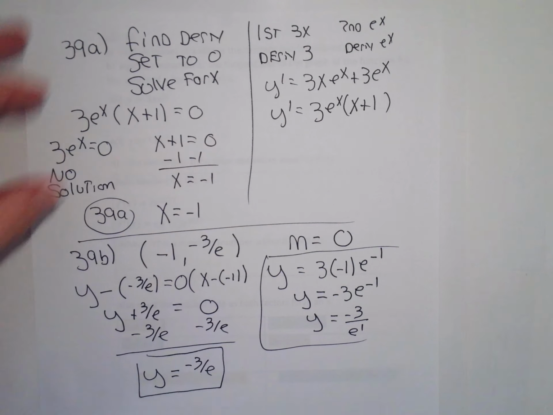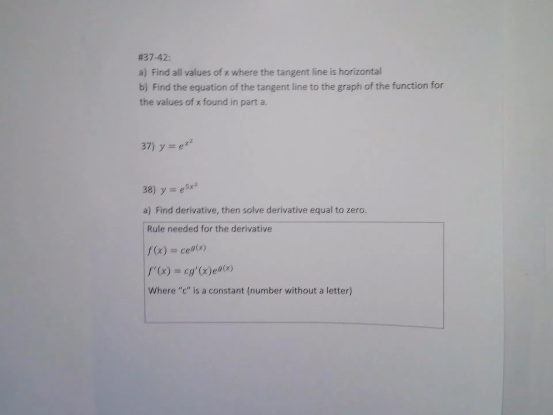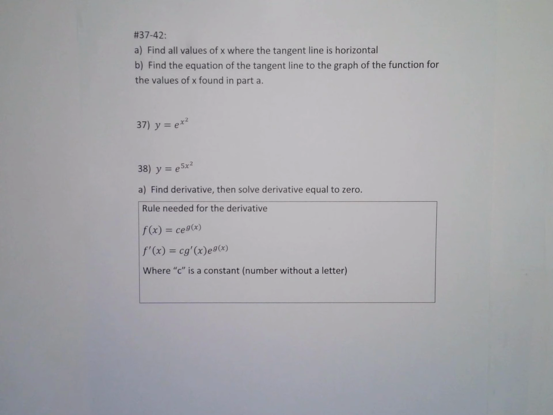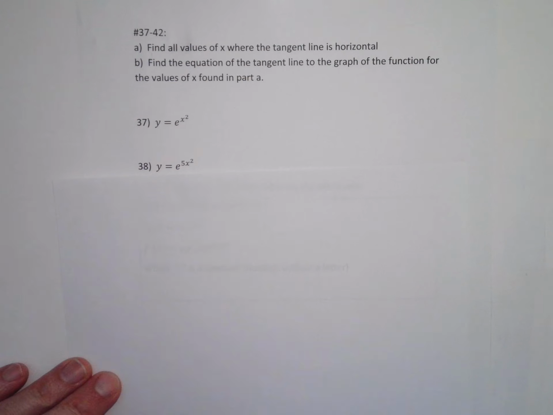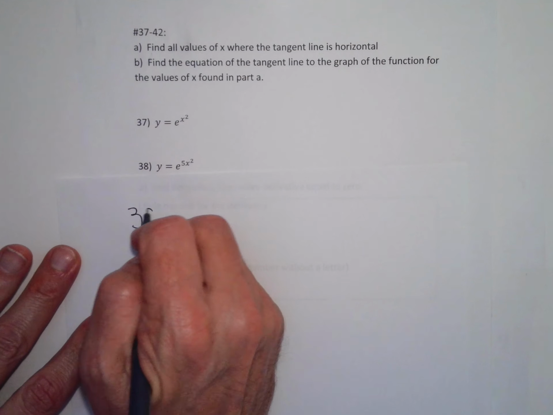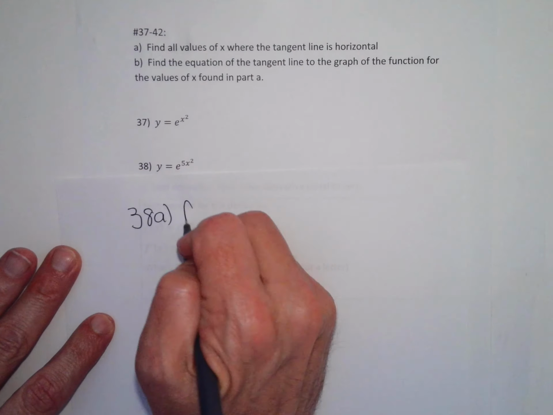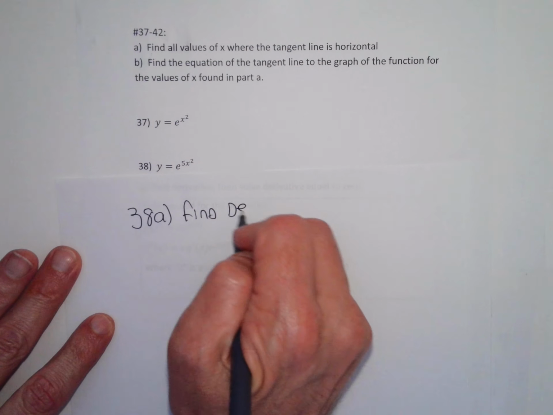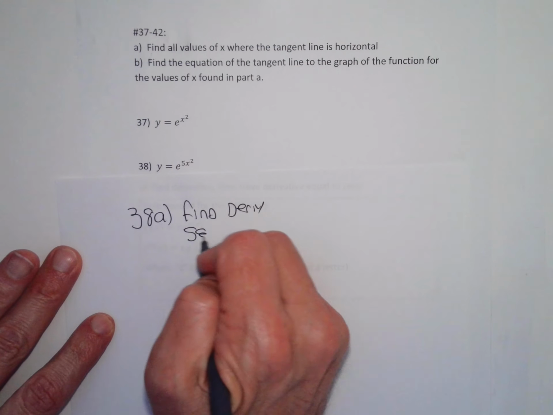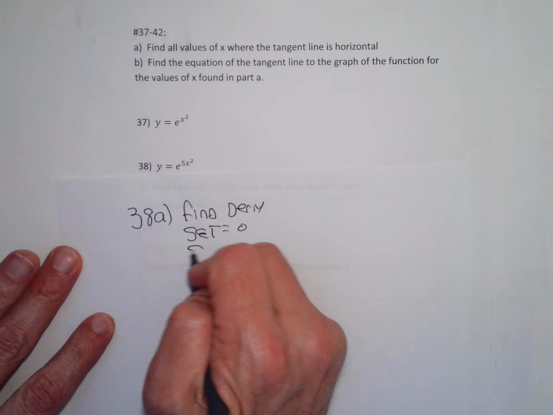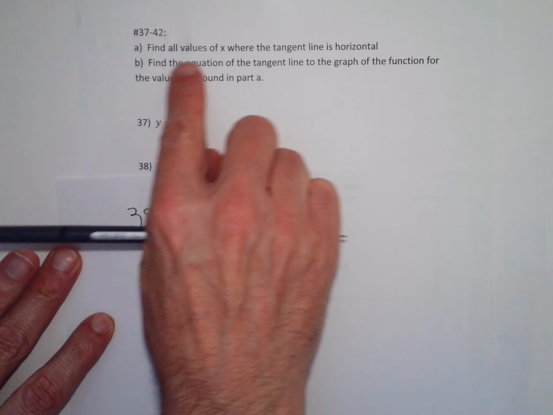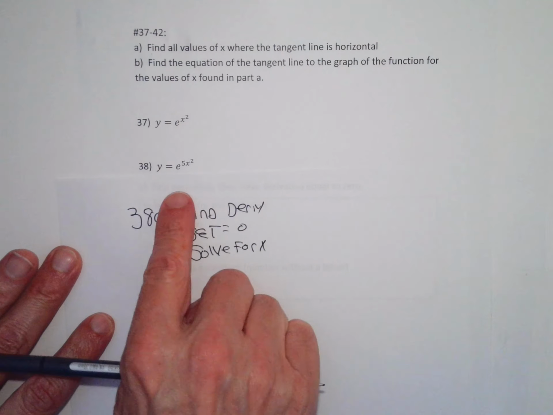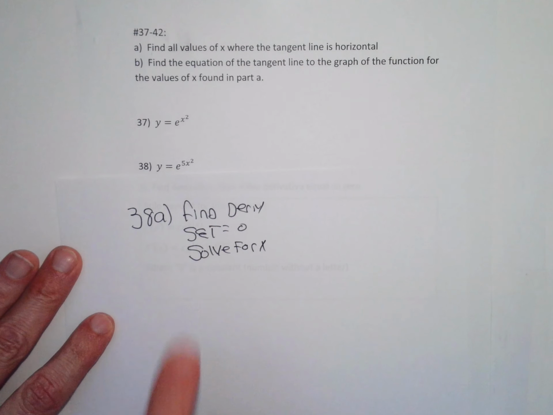Let us do 37. I'll do 38 and leave you 37, and then we'll stop the video. So for 38, same instructions. Find the values of x where the tangent line is horizontal. So for 38a, I need to find the derivative, set it equal to 0, and solve for x. That's anytime I'm asked to find the values of x where the tangent line is horizontal. It's always find the derivative, set it equal to 0, solve for x.